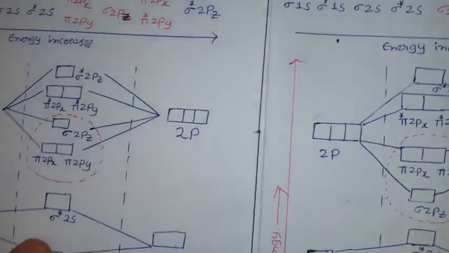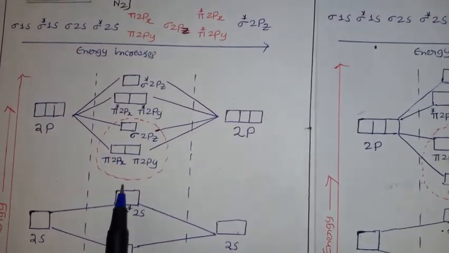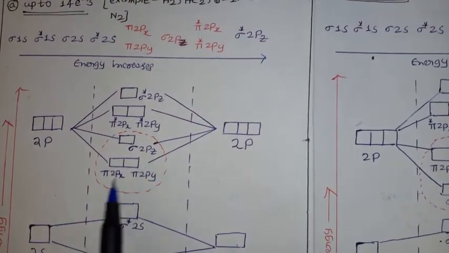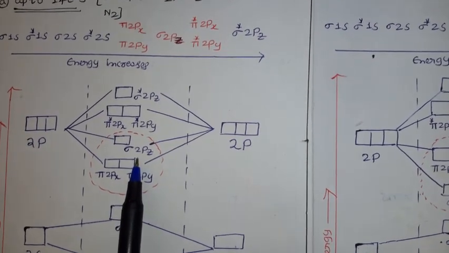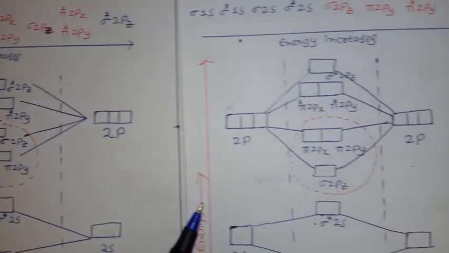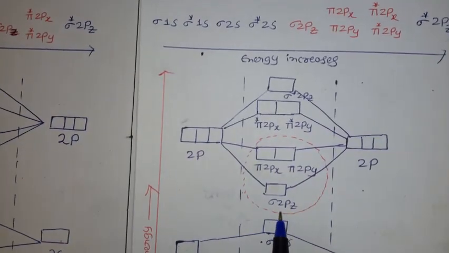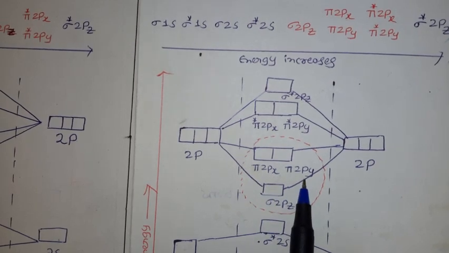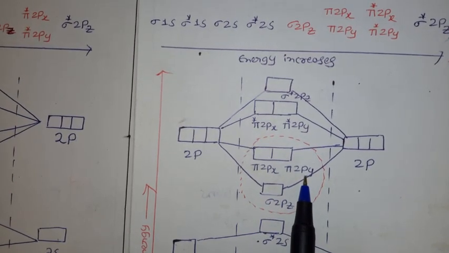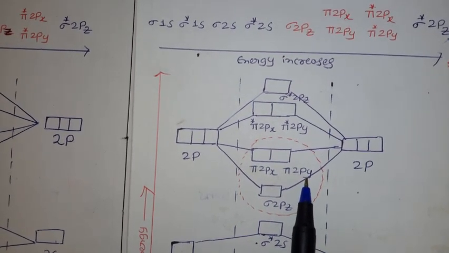I am going for just the comparison. If you see the comparison together, here I am talking about up to 14 electrons: pi 2px and pi 2py have the less energy, and sigma 2pz has the more energy. Now if you go for above 14 electrons, here sigma 2pz has the less energy, and pi 2px and pi 2py have the more energy. This is very important.